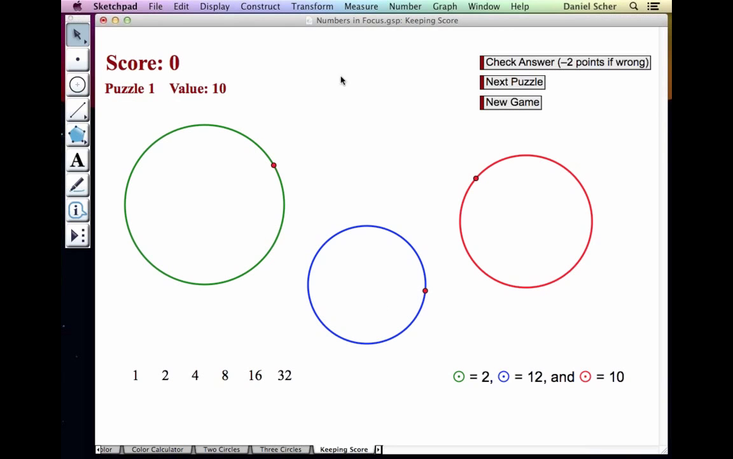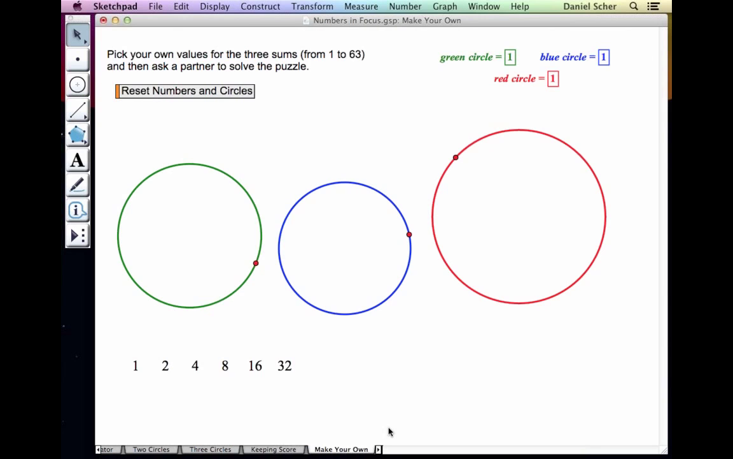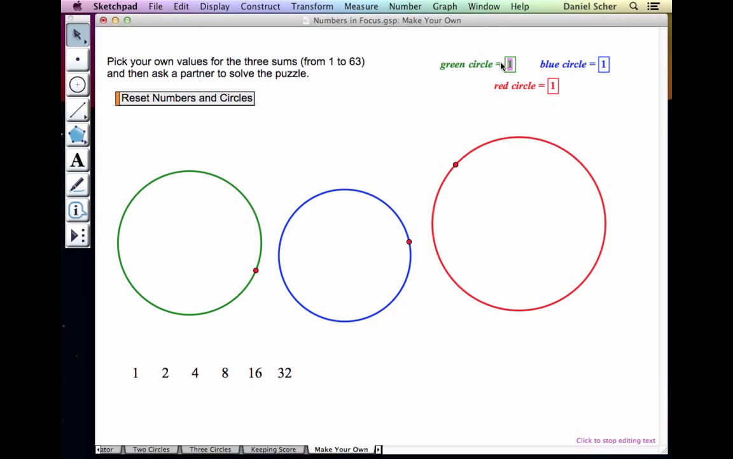There's a version here where Sketchpad gives you 10 problems in a row that are randomly generated, and you get points for solving each. Students like that. And since it's a puzzle, I really like the idea of students being able to create their own puzzles for each other. So if I was playing this with you, I could come in here and just type in any old values I like between 1 and 63, and then give you the challenge to solve, and then you could give me one. And depending how hard I made it for you, you might make it equally hard for me.